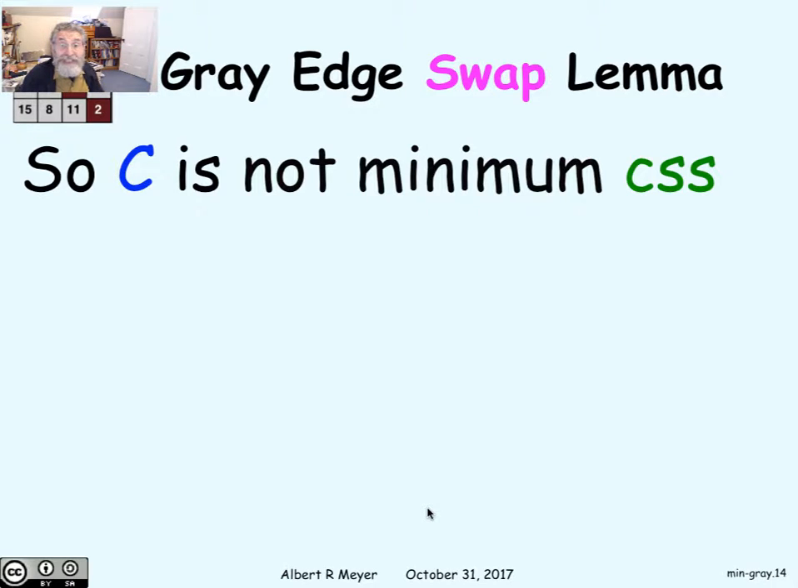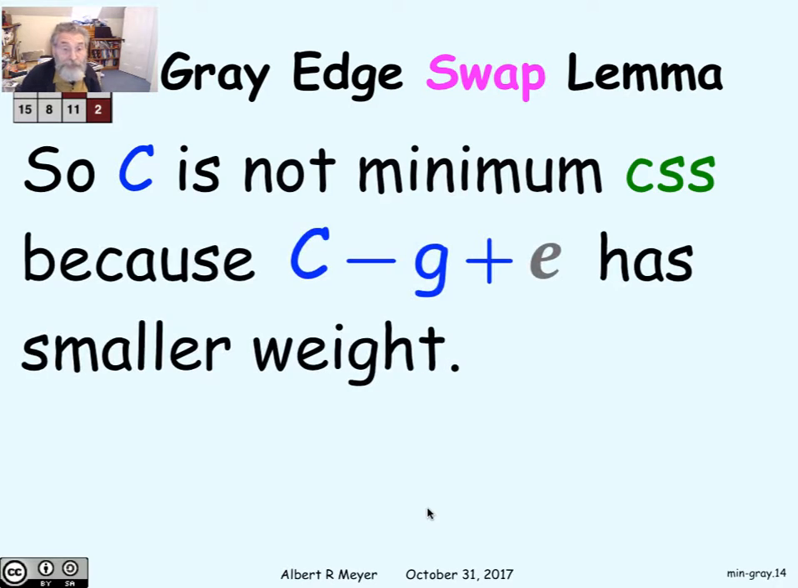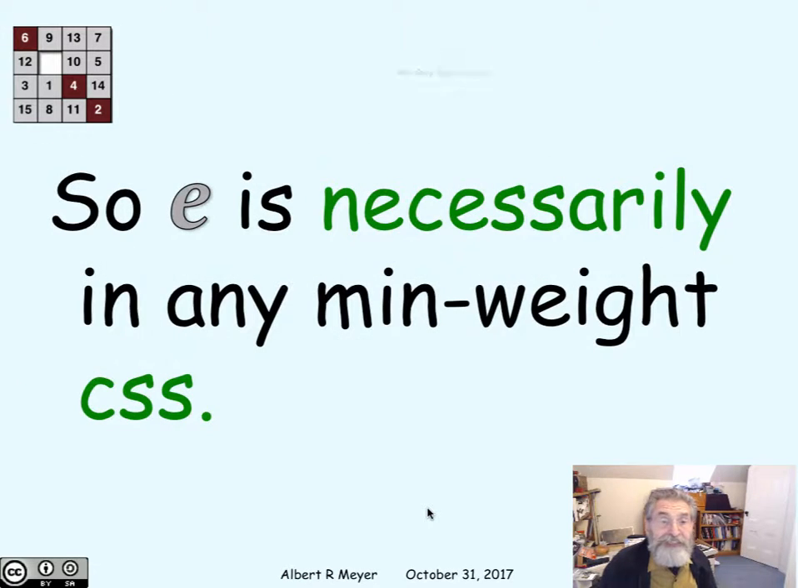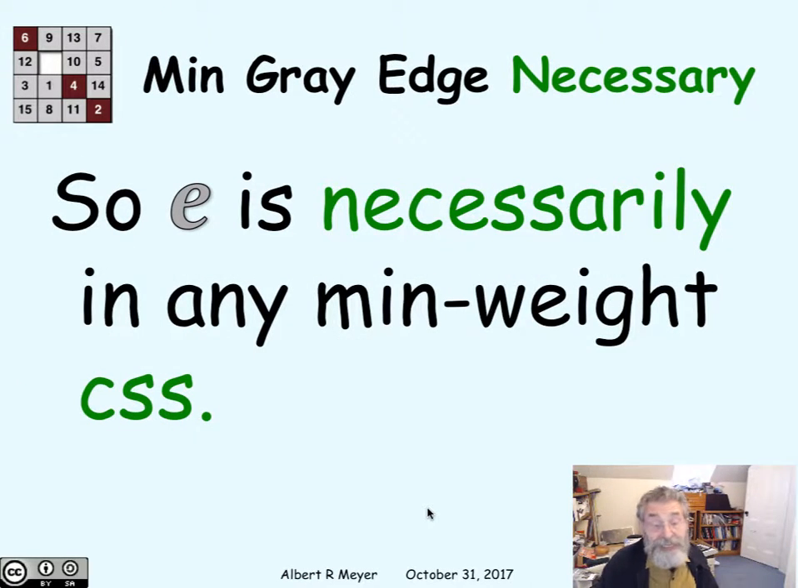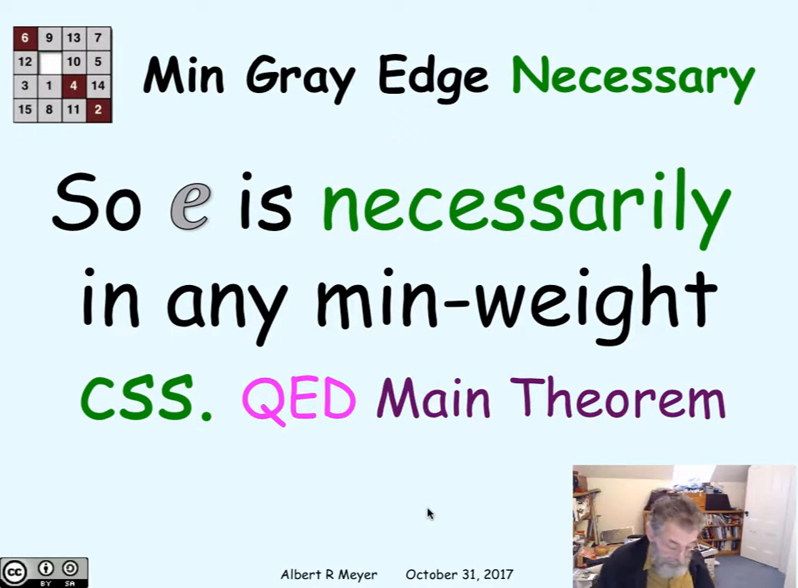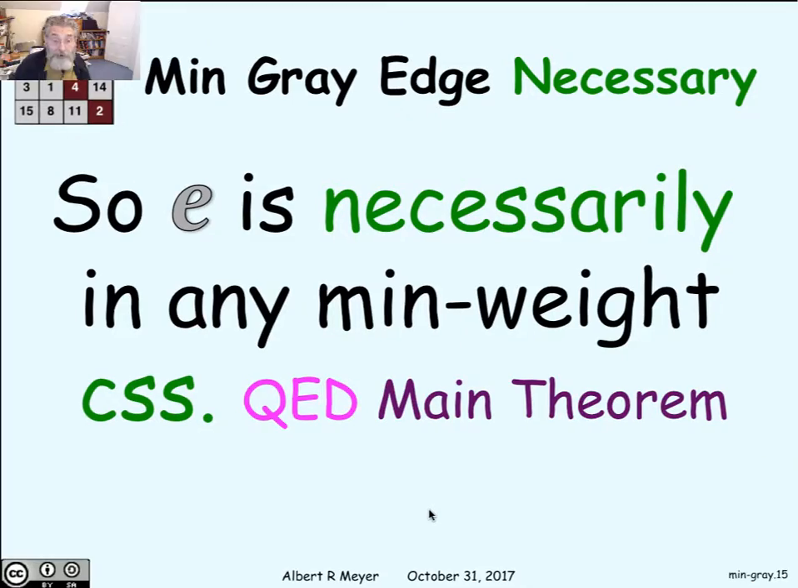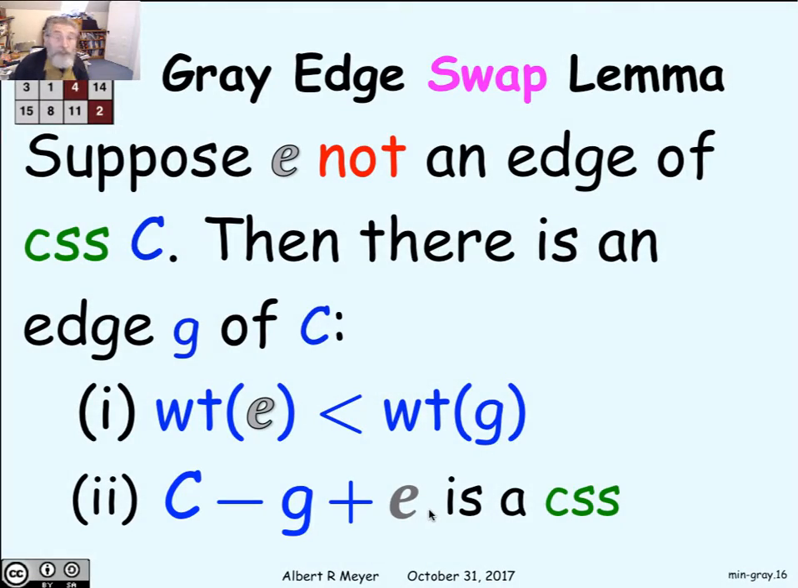So C is not a minimum connected spanning subgraph because I just made it smaller by swapping. And that means that E has to be in any minimum weight connected spanning subgraph. End of theorem. E has to be there, or if it wasn't there, you could make it smaller. Okay, that proves the main theorem that E is necessary. All we have to do is prove this swap lemma.